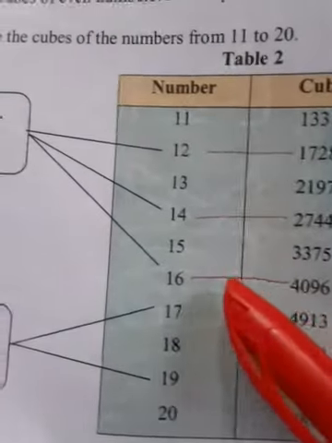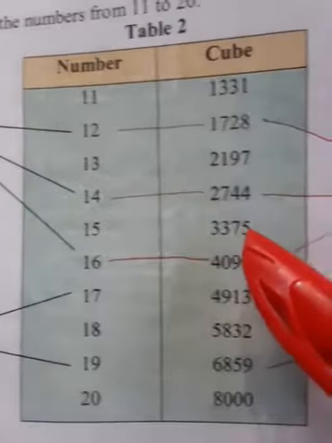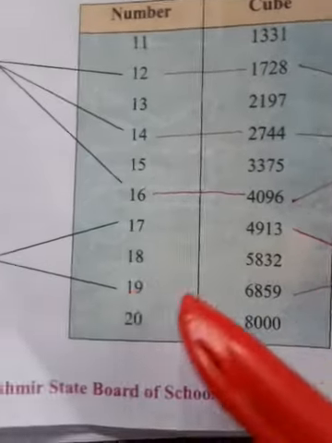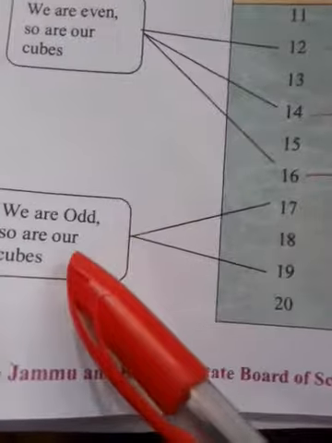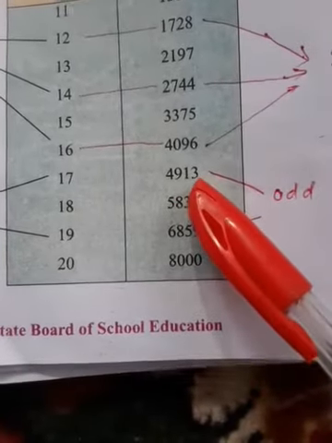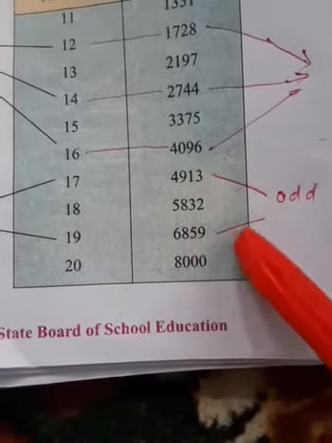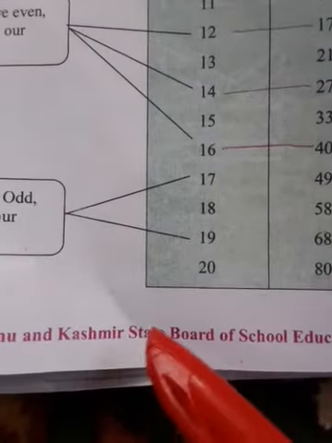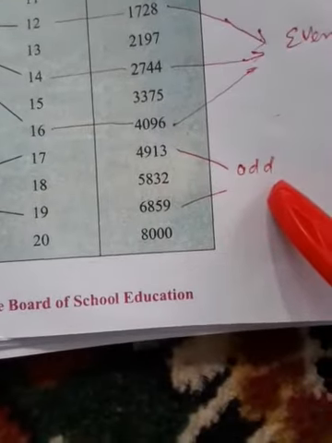That means cube of an even number is even. Similarly here 17 and 19, these are odd numbers and you can see their cubes, they end in 3 and 9. That means they are odd. That means cube of odd numbers is odd.